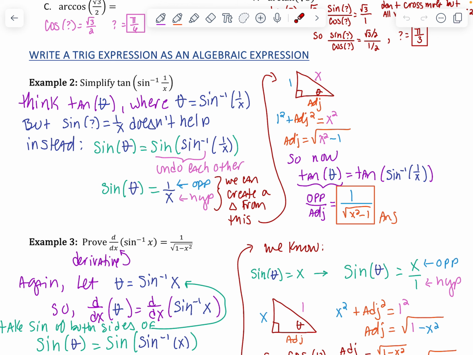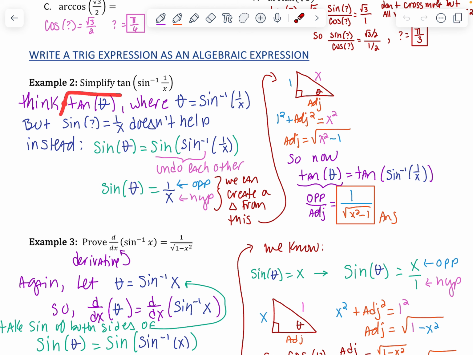I can get the adjacent squared is x squared minus 1 squared, which is 1, and so I'm going to take the square root of both sides. The reason I want that is, go back to what do we really want to find. We want to find the tangent of theta, and we know that tangent, SOHCAHTOA, is opposite over adjacent. In our triangle, the opposite is 1. The adjacent we just solved for to be this radical, and so therefore the tangent of theta is 1 over the square root of x squared minus 1.